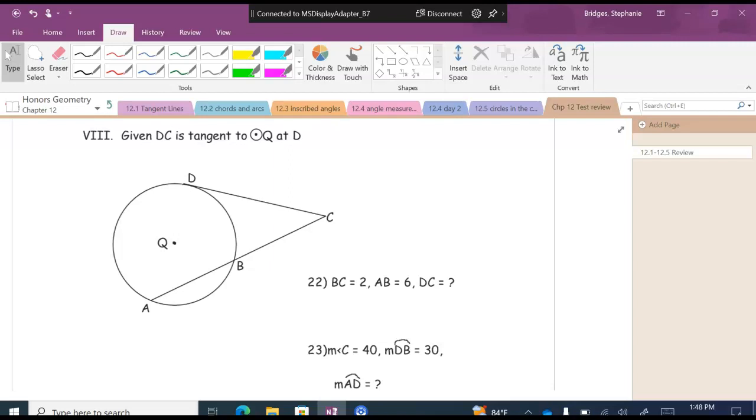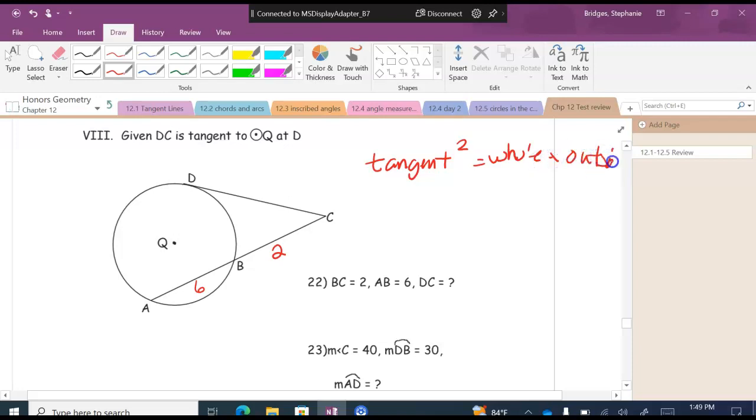BC is 2. AB is 6. What is this? 2 chords, 2 secants, or a secant and a tangent? Secant and a tangent. So remember, that is your tangent squared equals whole times outside, except my pen's not writing right now. Oh, it's messy. It's supposed to say whole times outside. Oh, it was writing.